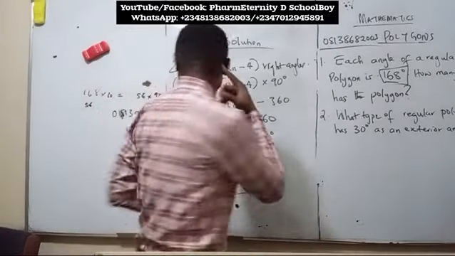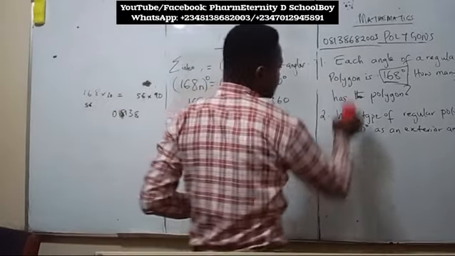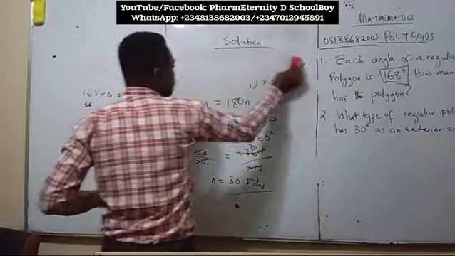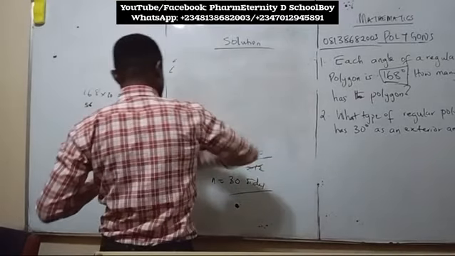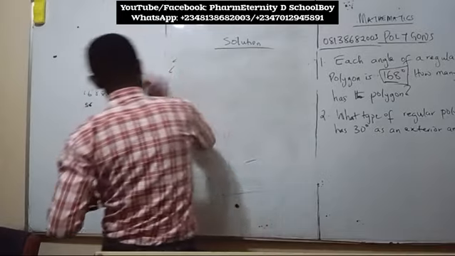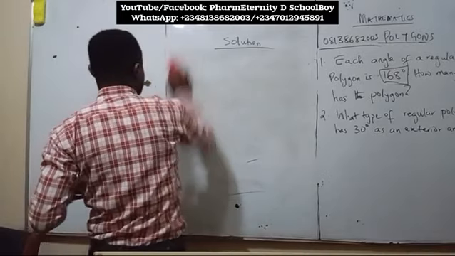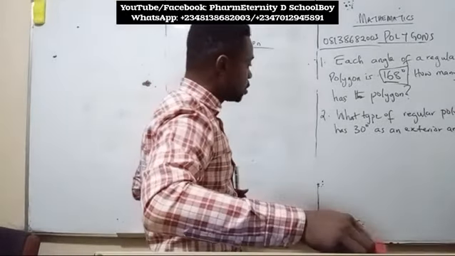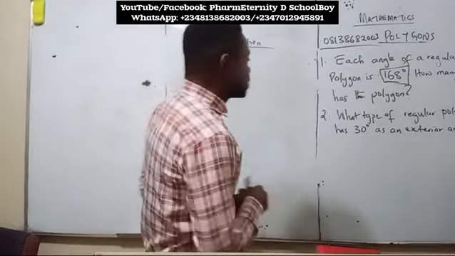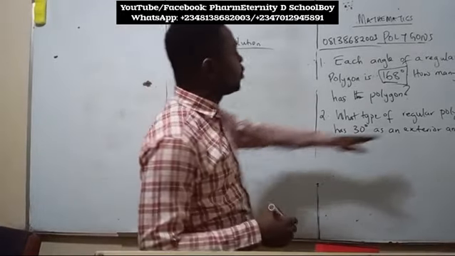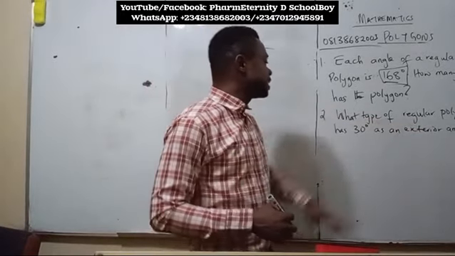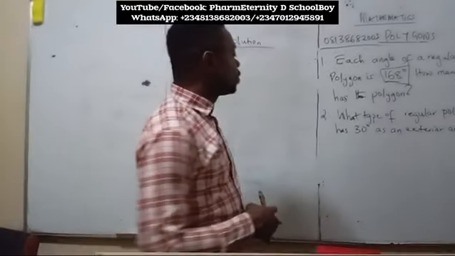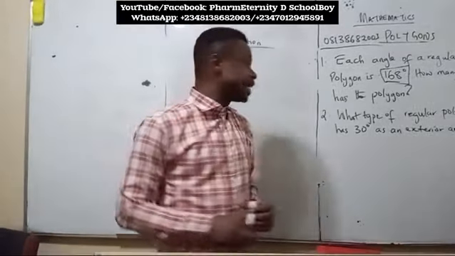Alright, now let's go to the next question. The next question says, what type of regular polygon has 30 degrees as an exterior angle?